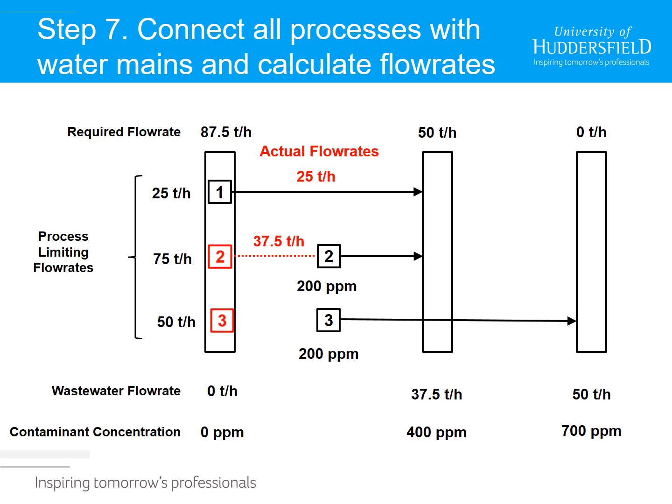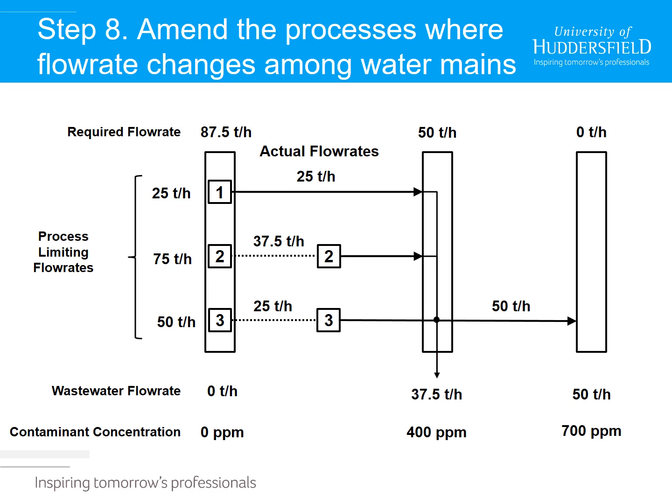The remaining 25 tons per hour fresh water will be supplied to process number three. This will be mixed with some of the wastewater of the two other processes, and more specifically with 25 tons per hour at 400 ppm, in order to reach the limiting water flow rate of 50 tons per hour above the pinch. This means that all three processes will be supplied with fresh water, and process number three will be also supplied with wastewater from one or both of the other two processes.